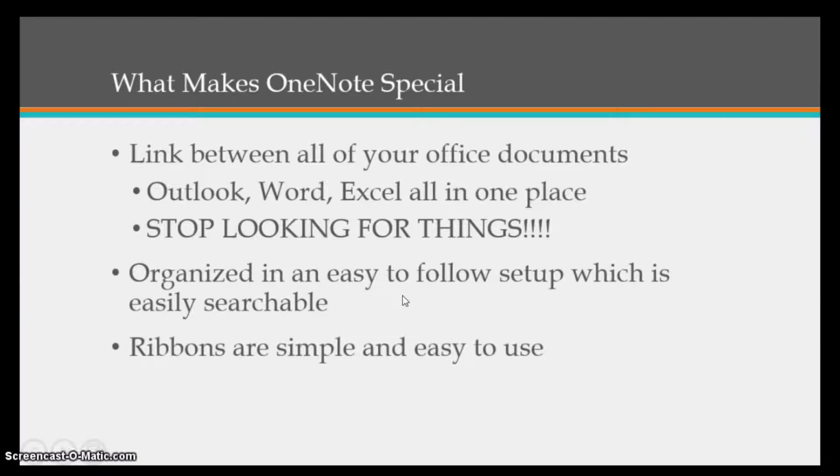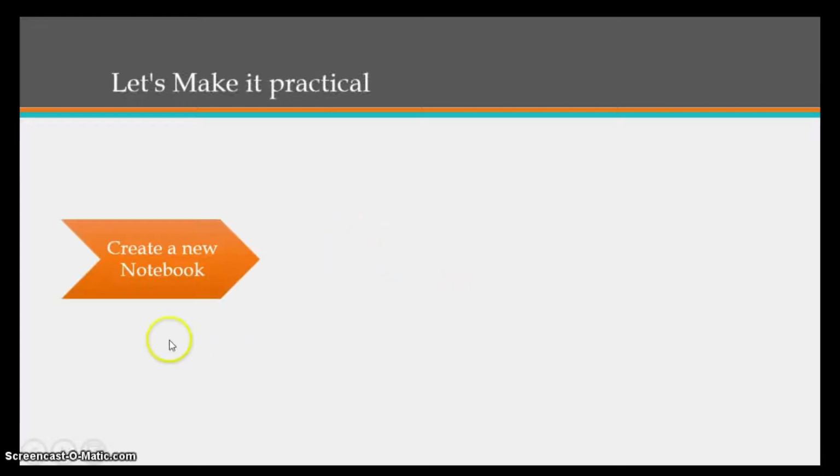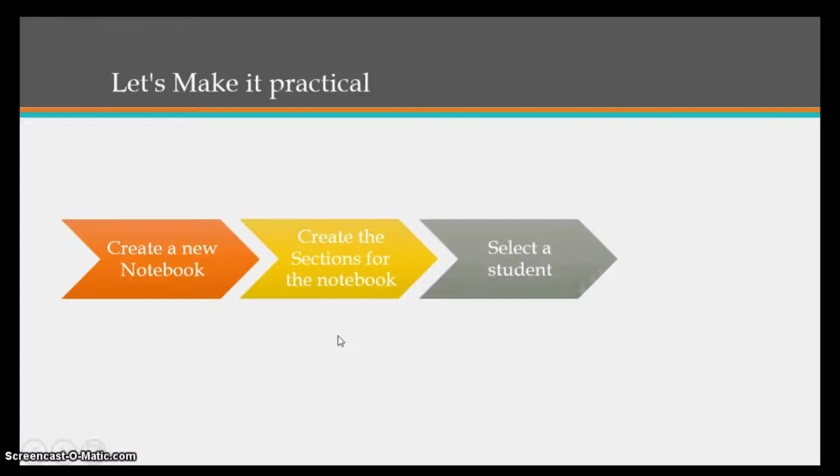The ribbons are simple and easy to use. It's really very similar to all the other Office products you're already using. And if you look at the ribbons, you're going to be able to see what's out there. So let's check it out. What we're going to do, or what I'm going to show you in order to make it practical, is we're going to create a new notebook, create sections for the notebook, select a student, and then create a page. Very simple. So let's check it out.